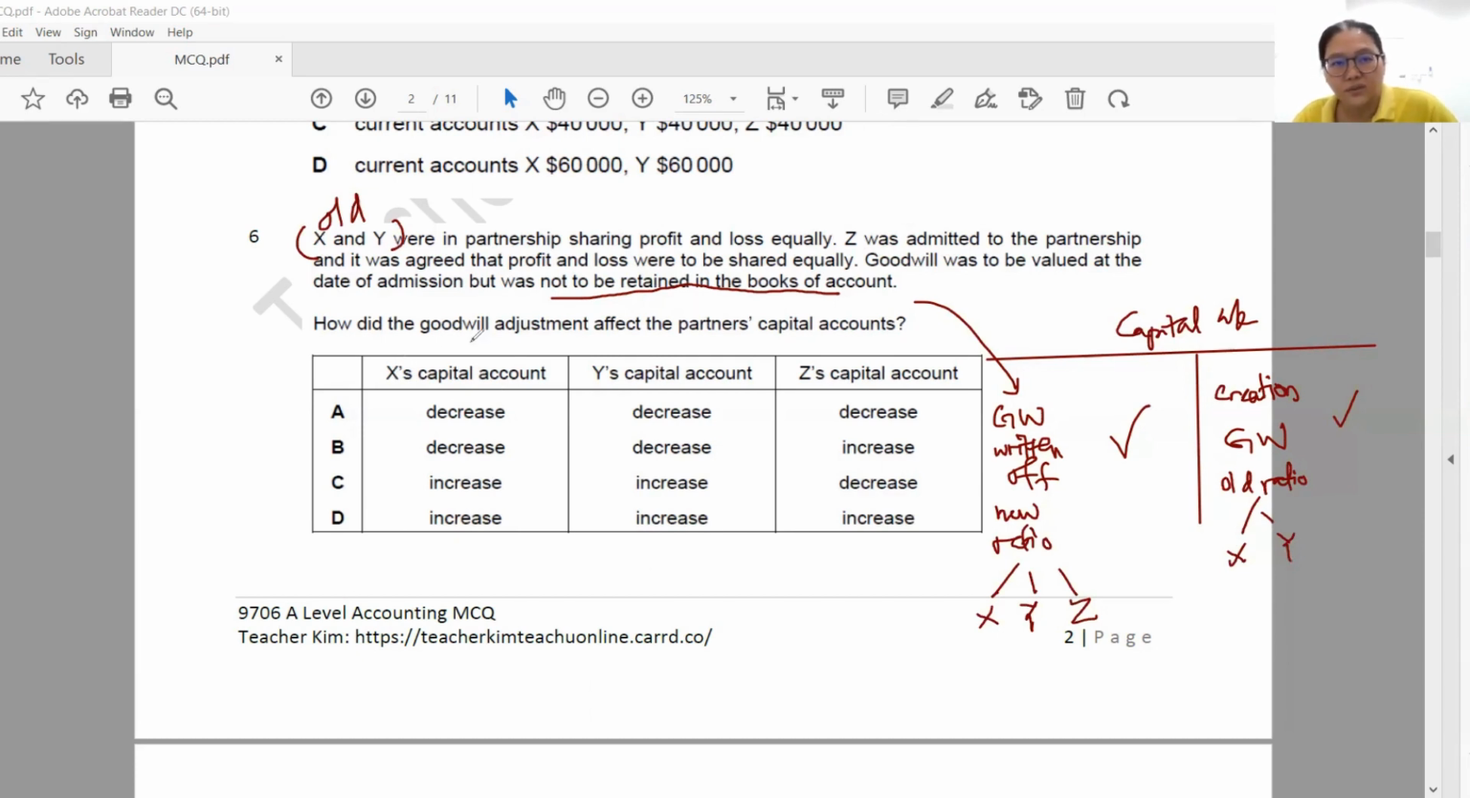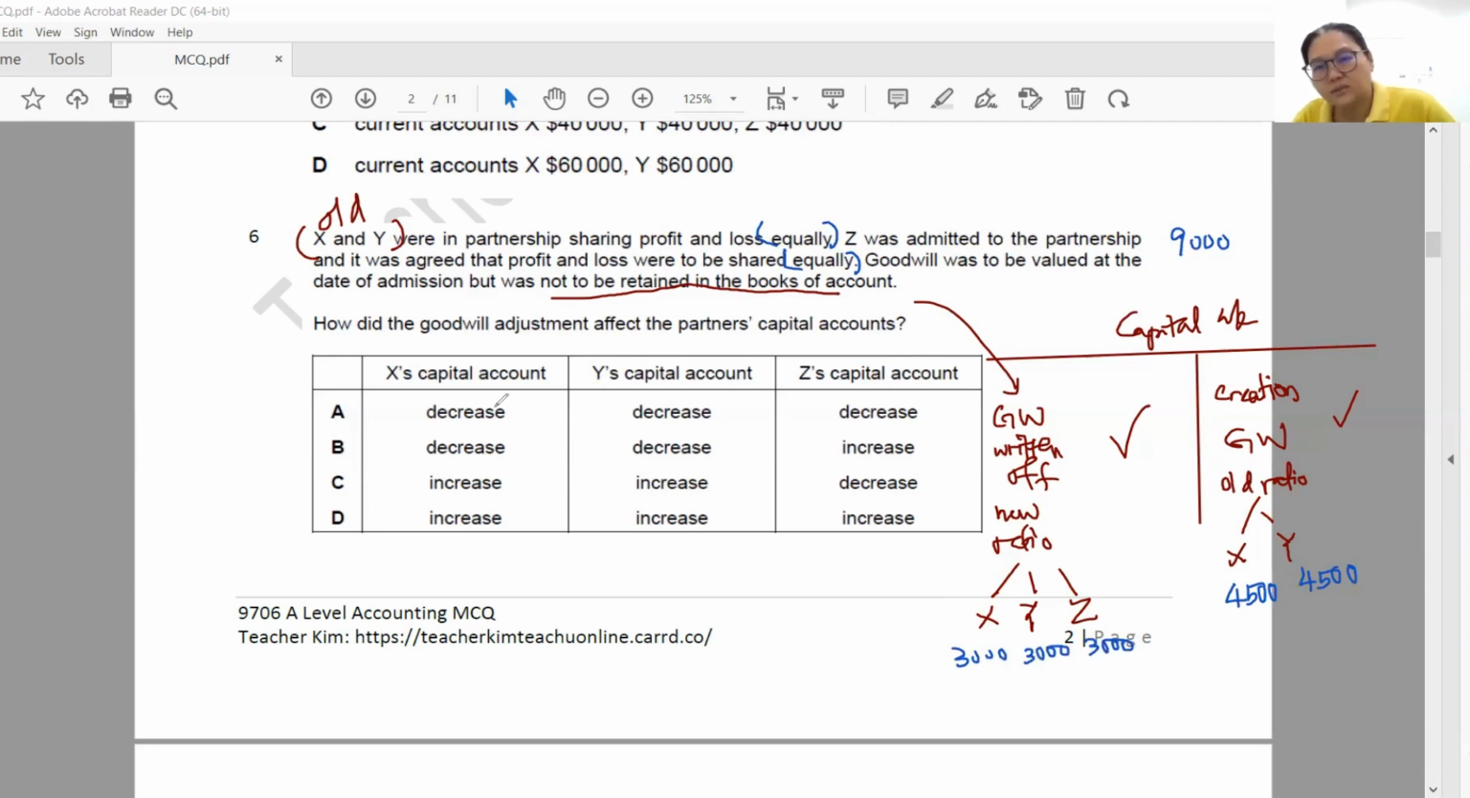Okay. So for the X capital account, we just put in an amount to show the impact. For example, the goodwill creation is 9,000. They share equally, so here we'll get 4,500 and here we'll get 4,500. When you write off, since it is not to be retained in the books, we have to write off this amount, assuming they are sharing equally as well. So here we'll get 3,000, 3,000, 3,000.